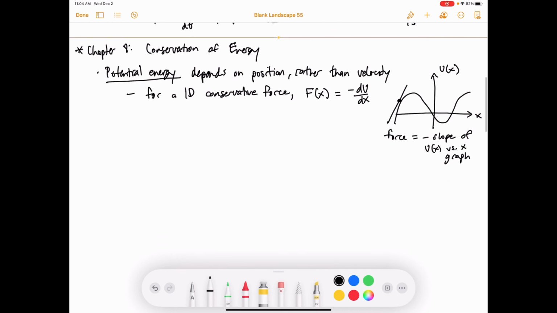Okay, so what were some examples of potential energy functions U(x) that we derived? Well, the first one was for gravity. Specifically for gravity near Earth's surface, what we have is the potential energy, it's a function of height, it's a function of y, is equal to m times g times y.